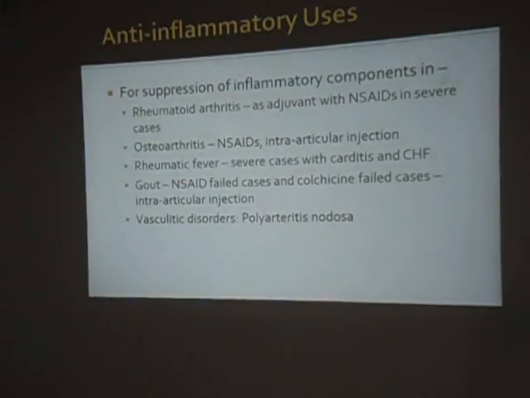So for anti-inflammatory use in rheumatoid arthritis, we have the DMARDs. Along with that, for acute prevention of these conditions, we can use this drug. Later, we can replace them with other, safer drugs, as an adjuvant with NSAIDs in severe cases.